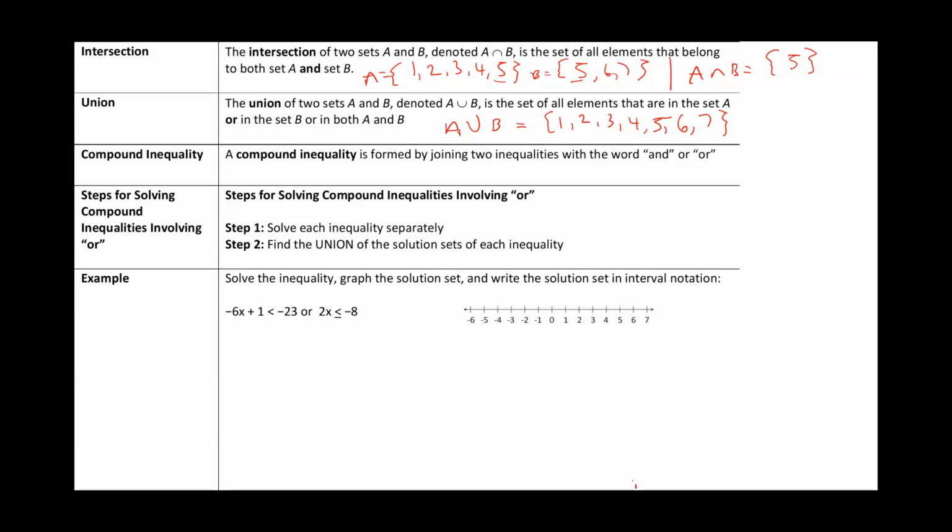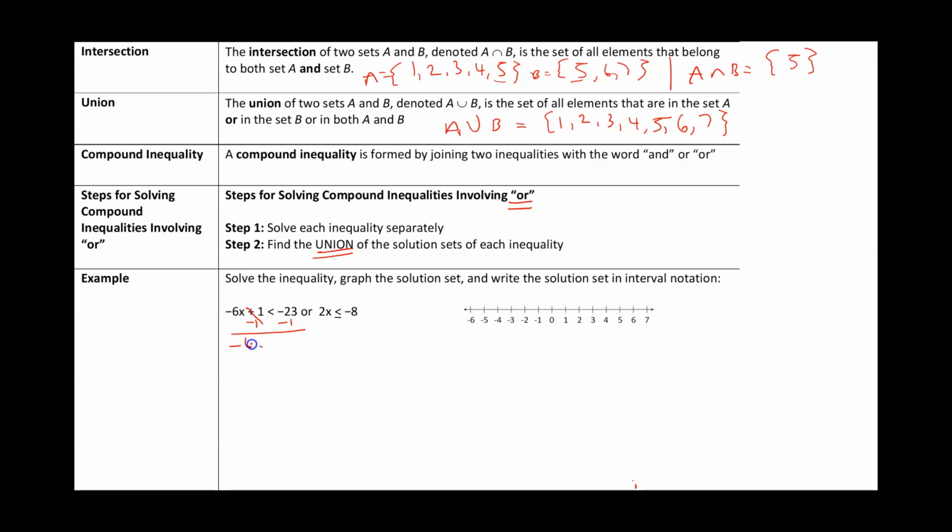A compound inequality is formed by joining the two inequalities with the word and or or. Now let's first look at the union case, or the word or. Here are the steps. Solve each inequality separately and find the union. The union, remember, means that we want to include everything that is shaded, or everything that is part of our solution set. So first we subtract 1 from each side.